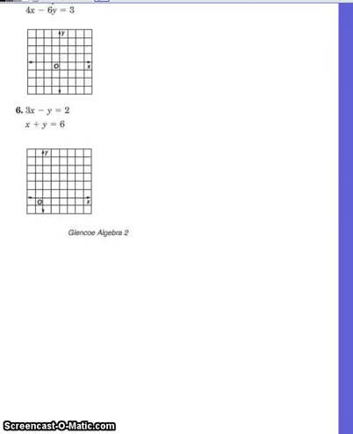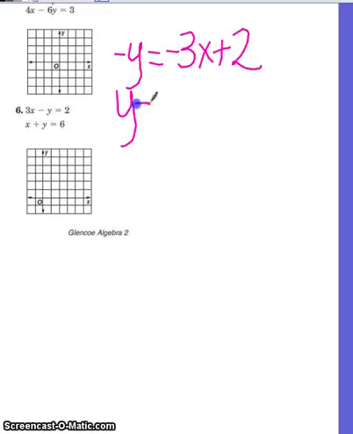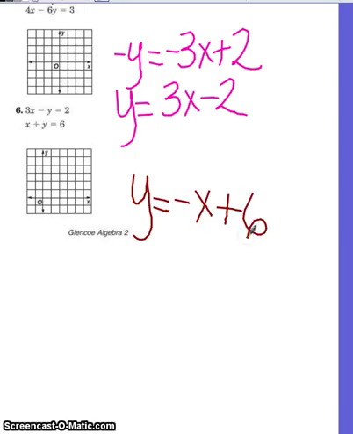For the first equation, I'm going to end up with negative y equals negative 3x plus 2. Divide everything by that negative. I'm going to have y equals 3x minus 2. Now I'm going to work the other equation. I'm going to have y equals negative x plus 6, correct? So now I'm going to graph both of those. For the first one, I'm going to start at negative 2. And how am I going to move? Up 3 and to the right 1. And then I'm going to connect those two points.